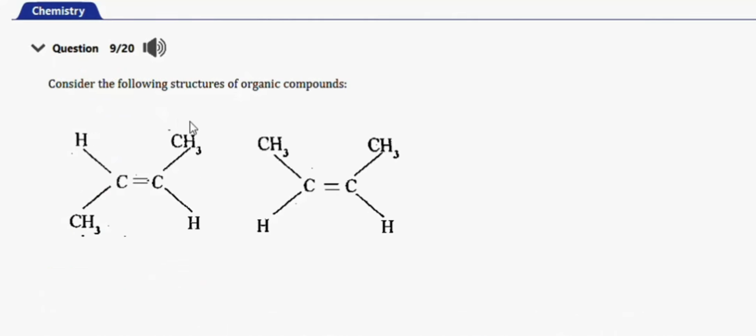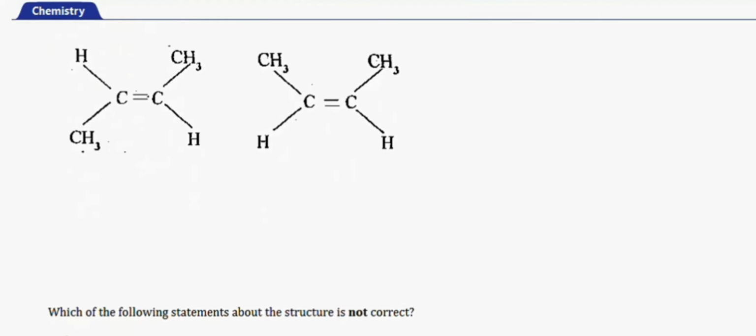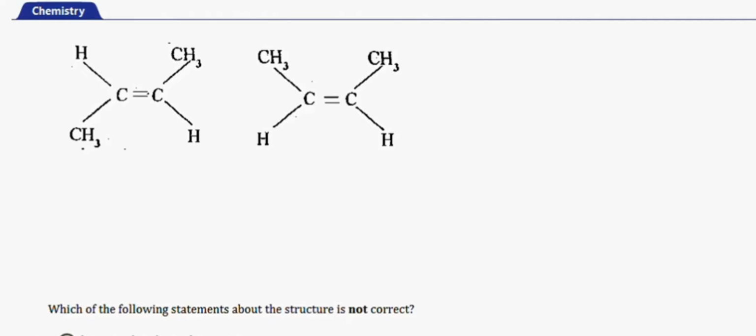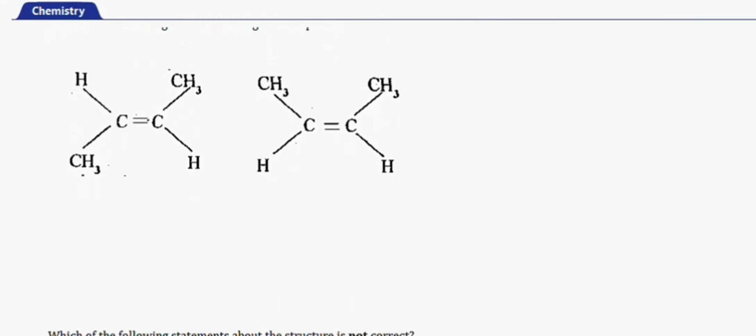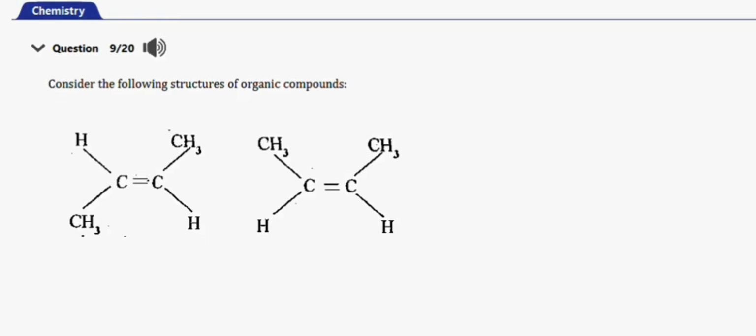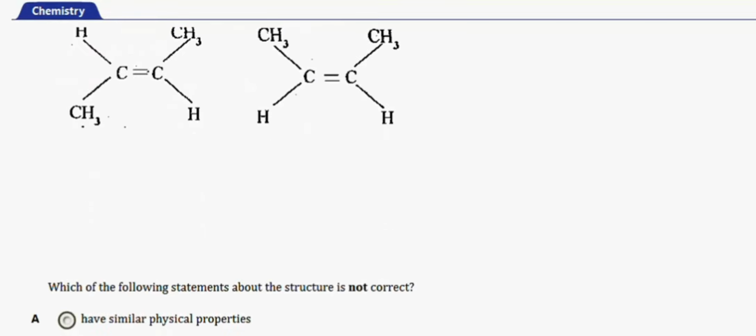It says, consider the following structures of organic compounds. Which of the following statements about the structure is not correct? So have similar physical properties that are correct, are saturated hydrocarbons. Saturated hydrocarbons, no, so this is not correct. And members of the same molecular series here, that option D are geometric isomers here. So the exception here is B, they are not saturated hydrocarbons. Alright, so the right answer is option B, guys. So that's it for this question. The next repeated question will be this one.